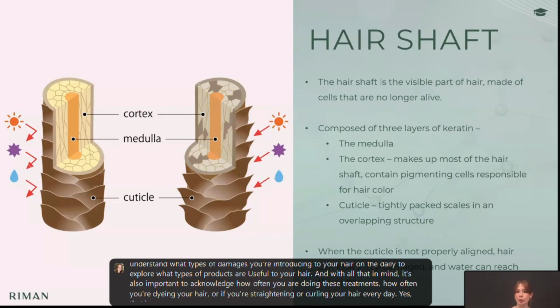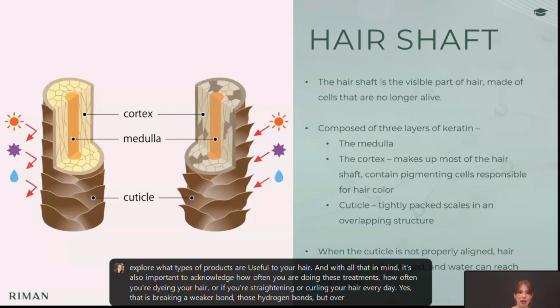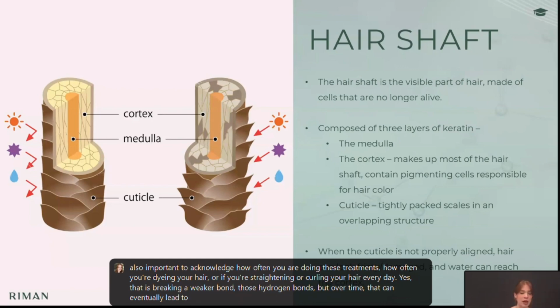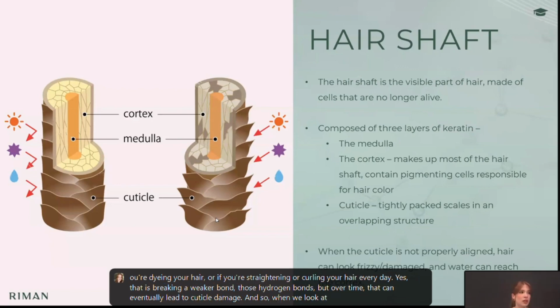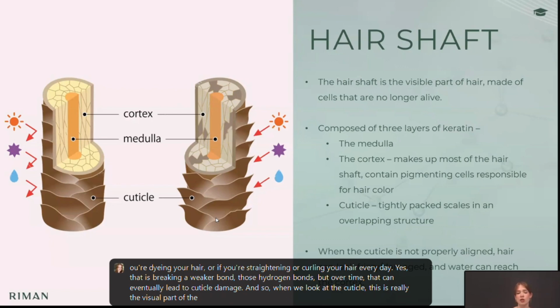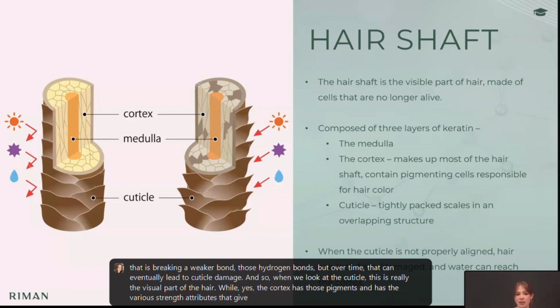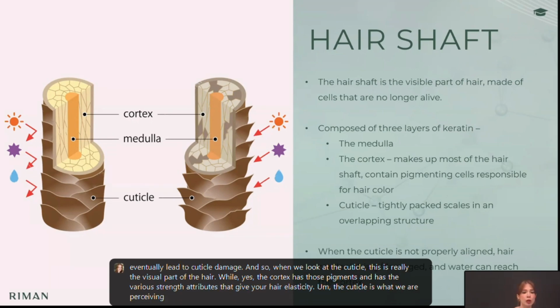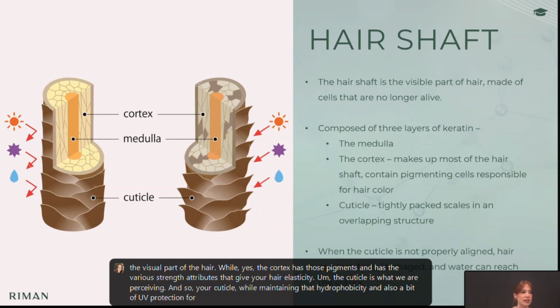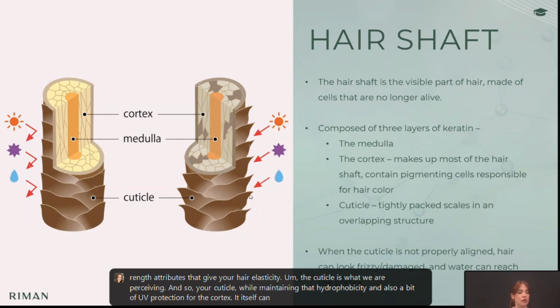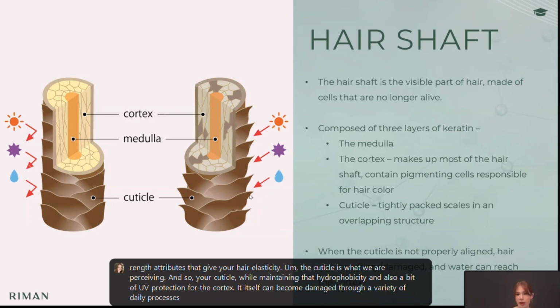Yes, that is breaking a weaker bond, those hydrogen bonds, but over time that can eventually lead to cuticle damage. And so when we look at the cuticle, this is really the visual part of the hair. While yes, the cortex has those pigments and has the various strength attributes that give your hair elasticity, the cuticle is what we are perceiving. And so your cuticle, while maintaining that hydrophobicity and also a bit of UV protection for the cortex, can itself become damaged through a variety of daily processes, through heat treatment or through dyeing and bleaching.